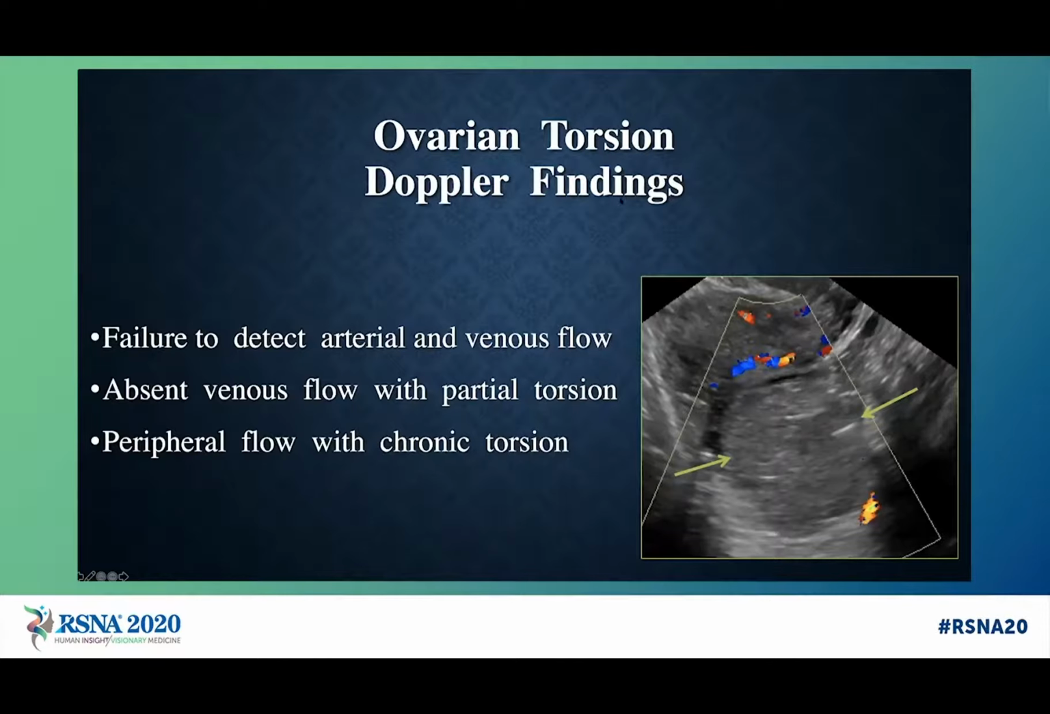With Doppler, we can identify the presence or absence of flow within the ovary. In patients with complete torsion, there will be failure to detect arterial and venous flow within the ovary. With partial torsion, we may see flow, but typically there will be loss of venous flow, as that is the first component to go when there's twisting of the vascular pedicle. That is the low pressure system.